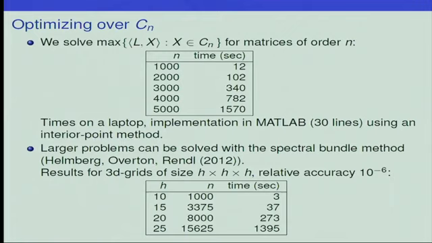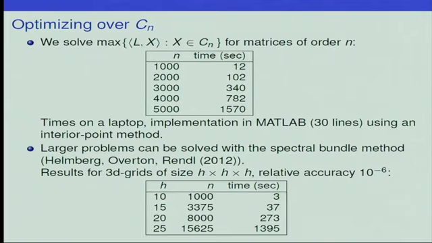What we do know how to solve is optimization over the correlation matrices, so the basic relaxation of max cut. Using 30 lines of MATLAB code that implement an interior point method just on a laptop, it's possible to solve this basic relaxation for max cut problems of up to 5,000 nodes with arbitrary objective in up to, say, half an hour or so. So this is the good part of what we can do.